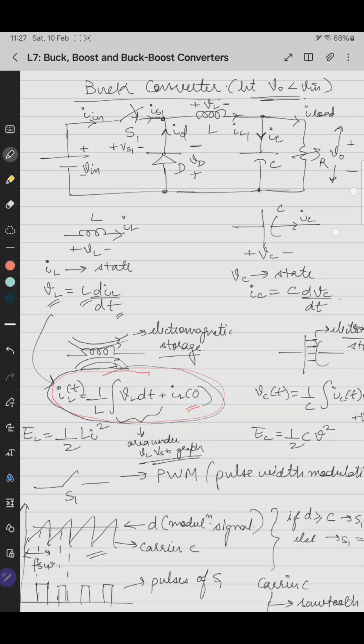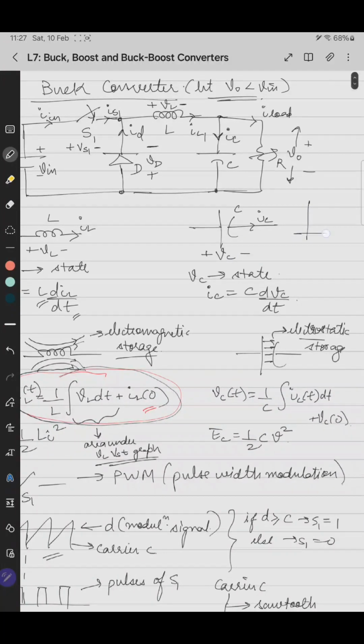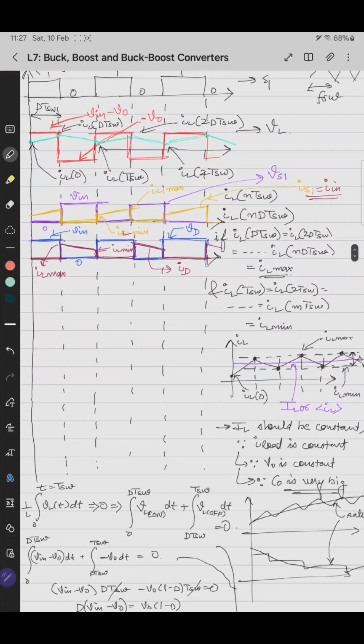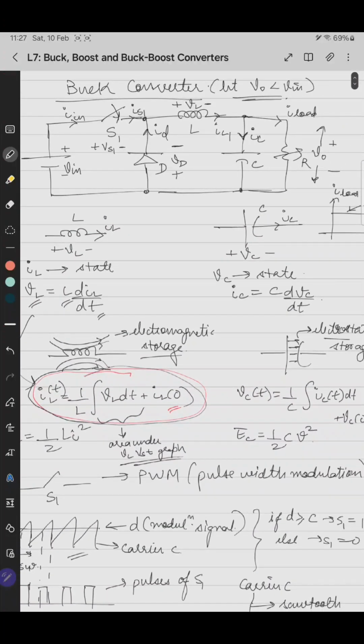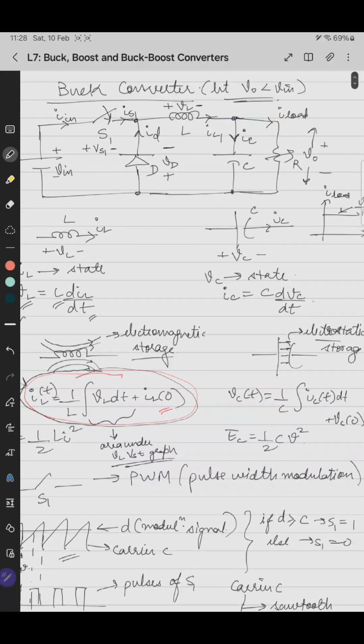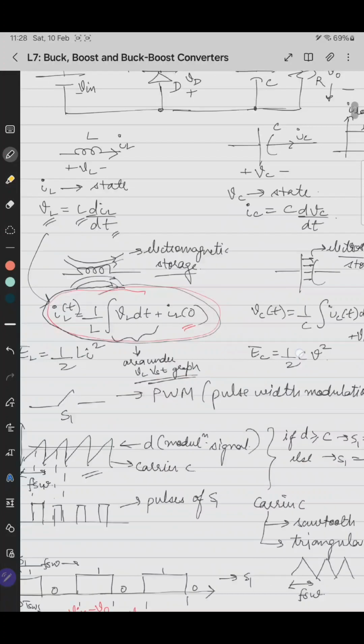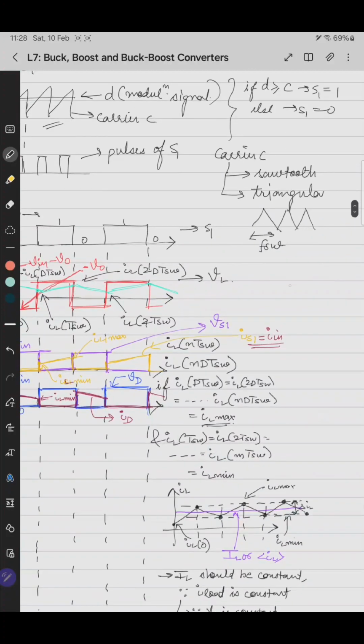Okay, let's assume that I load is constant, like this. Let's say we have V0 by capital R. This is the I load current, so no need to draw iload again. Using KCL here, IL equals IC plus iload. So IC is IL minus iload. The waveform of IL is a triangular waveform with the average value.